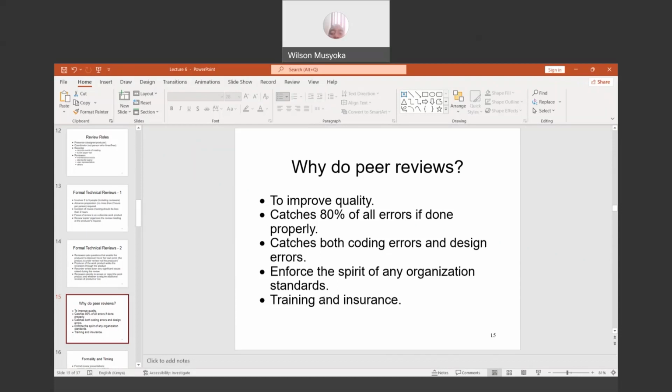Why we do peer reviews is to improve the quality, and 80% of errors can be caught if the review work is done properly. You can catch both coding errors and design errors, and also enforce the spirit of any organization standards or any programming or coding standards, whatever it is. There is also a chance for training and assurance. Assurance is in the aspect that you can be assured that the system is up to standard.